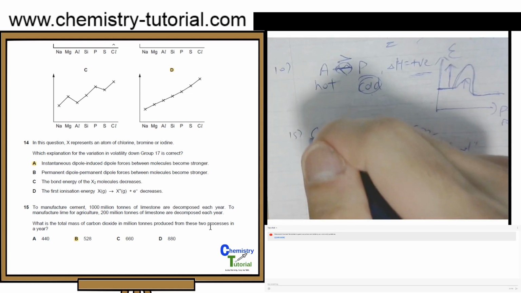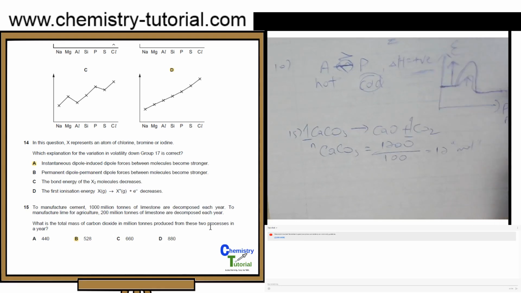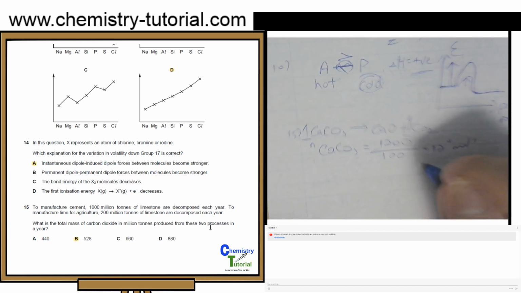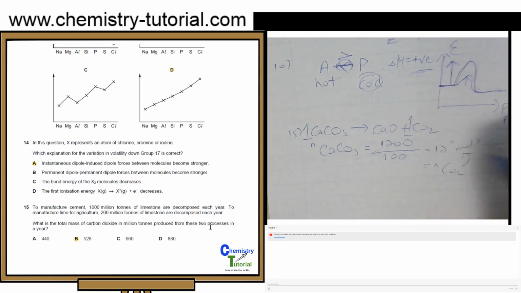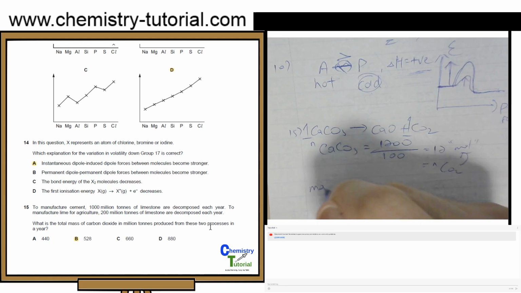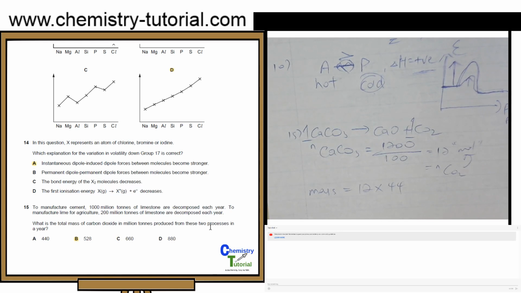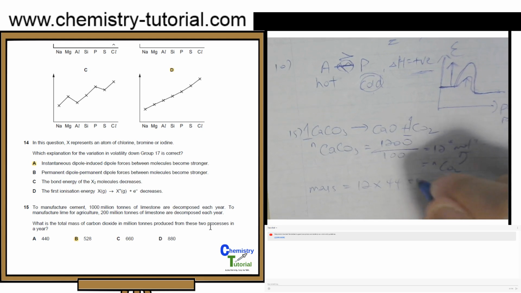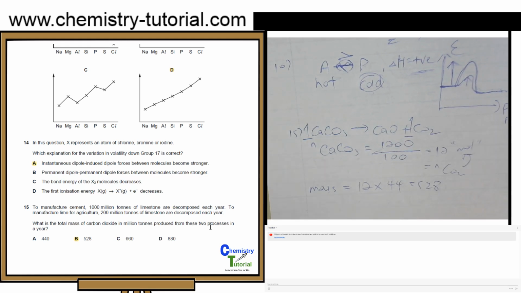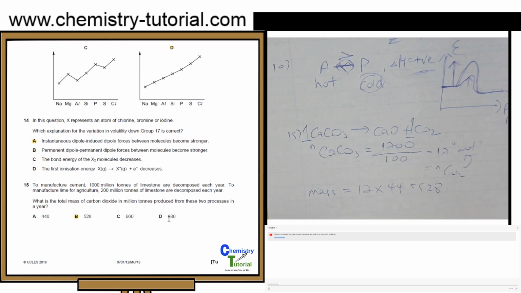Now, notice that based on the equation, the mole ratio of calcium carbonate to carbon dioxide is in a 1:1 ratio. That means the number of moles of carbon dioxide is also equal to these 12 moles. To find the mass, all we need to do is just use the mole multiplied by the MR of carbon dioxide, which is 44. So 12 times 44, what we have is simply 528 million tons of carbon dioxide. Hence, the answer is option B.